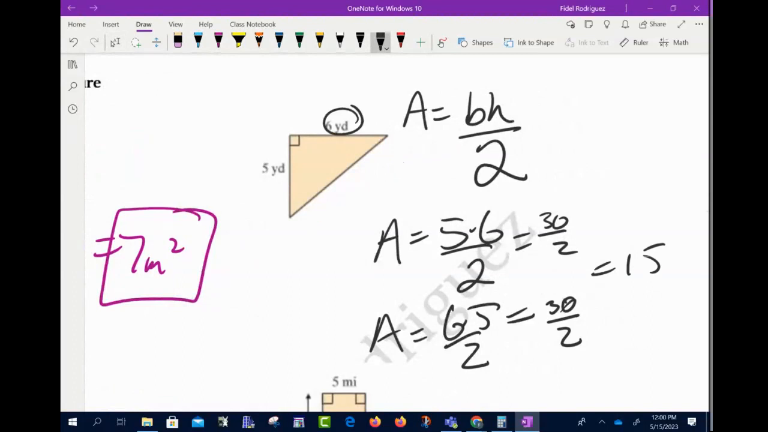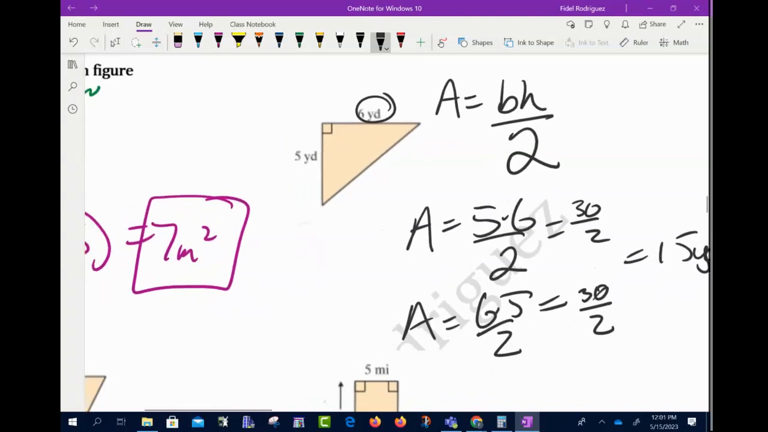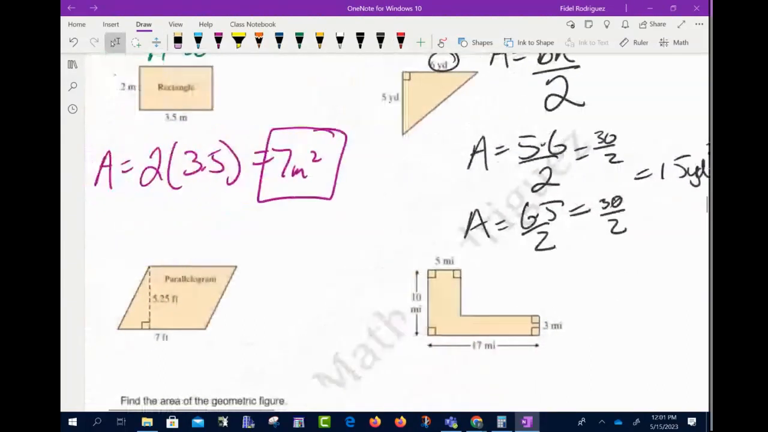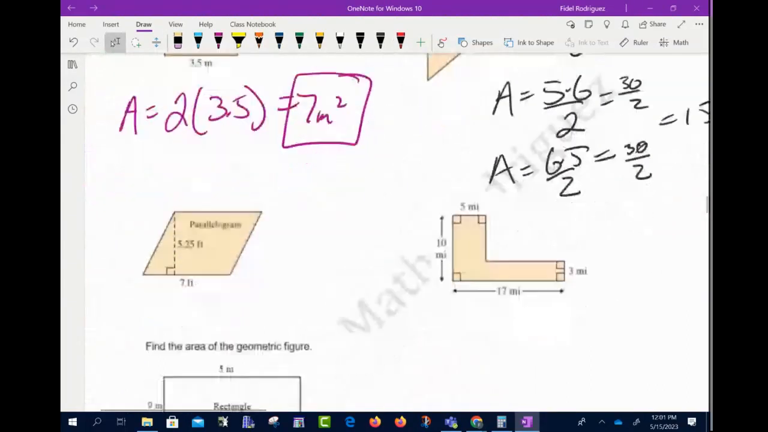If we have yards, I'm going to put yards what? Squared, right? Remember, my units in regards to area are always going to be square units. Feet squared, yards squared, meters squared, inches squared. Whatever units I have, it's always going to be square units.